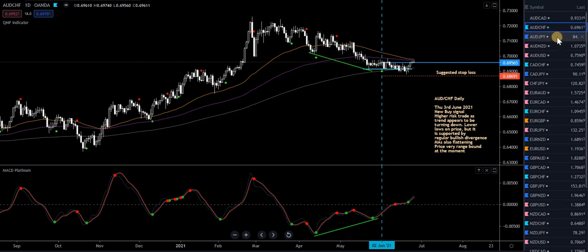So this is my watch list on the right. These are all the pairs I am looking at. So there's a big list now.